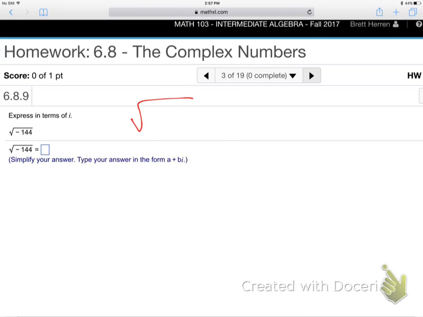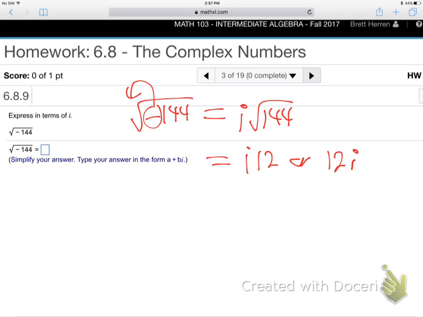So square root of negative 144. What do you do when you see a negative inside a root? Kick it out. It's an i. So i, and then just do square root of 144. What's square root of 144? Calculator will tell you. 12. Yeah, so you can say i times 12, or you can say 12 times i. The order doesn't matter. Never matters. 12i, i12, whatever.